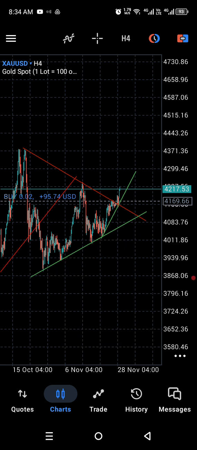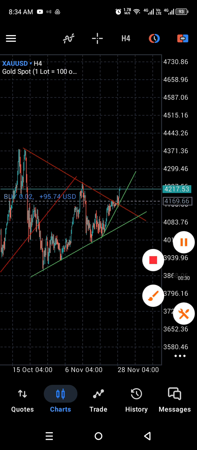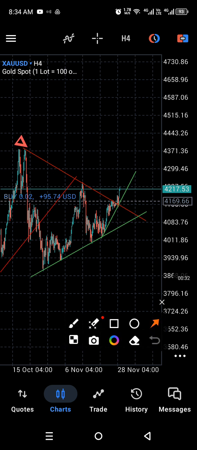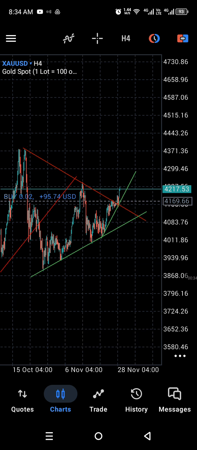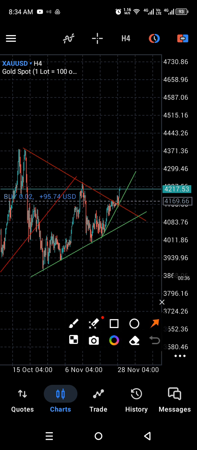Then I also drew this bearish trend line here. You can see it has 3 touch points. There's the first touch point, the second touch point is here, and the third one is here. Now the third one is seen very well on the 1 hour time frame.